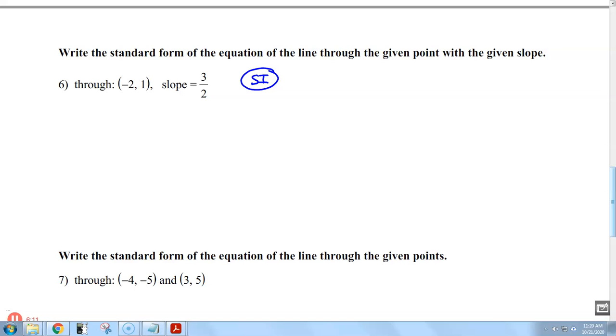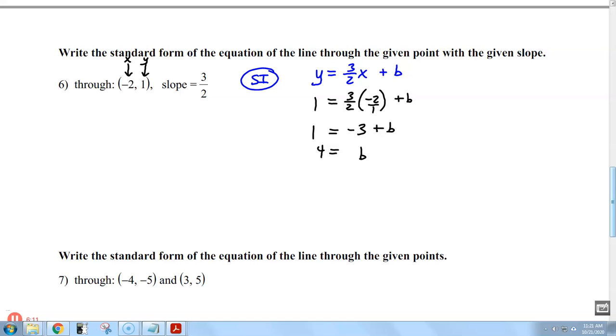All right, well, we have y equals 3/2 x plus b. I don't know what the y-intercept is. But now I have an x and a y that I can plug in. So 1 equals 3/2 times negative 2 plus b. That's negative 6 divided by 2, which is negative 3, plus b. So adding 3 to both sides, b equals 4. So I can go back up now and I know my equation is y equals 3/2 x plus 4.